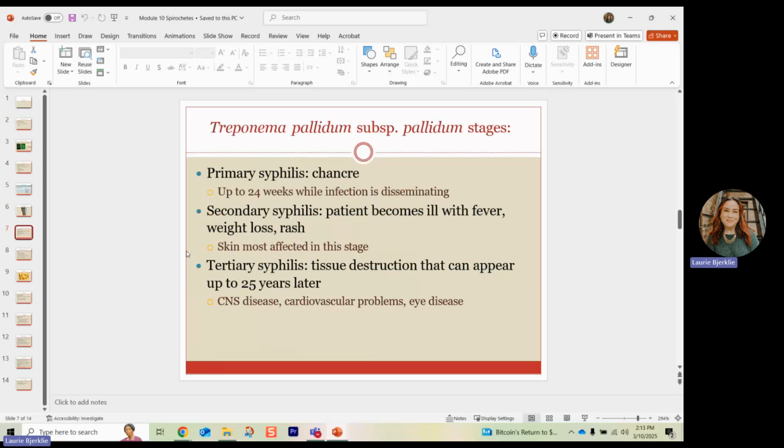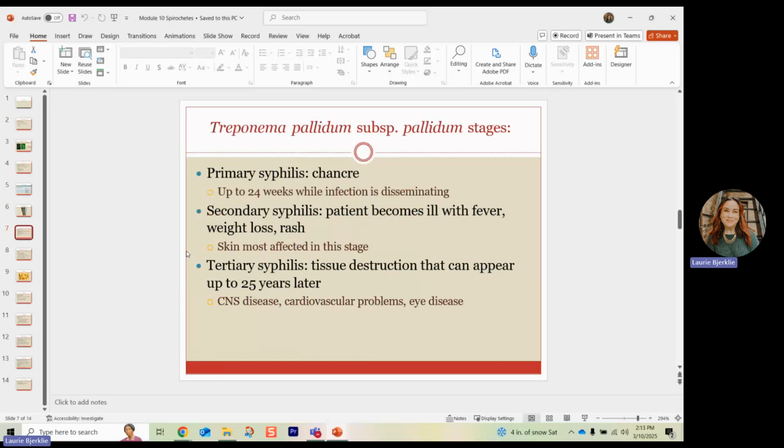In secondary syphilis you become ill with fever, weight loss, and rash. The skin is heavily infected here as well. And then from there, it can go into tertiary syphilis, in which it can destroy tissues within you. This can even pop up years later. If the Treponema has been hanging out latent, you went through the primary, the secondary, and it's just been hanging out and you have not known it, it can still pop up 25 years down the road.